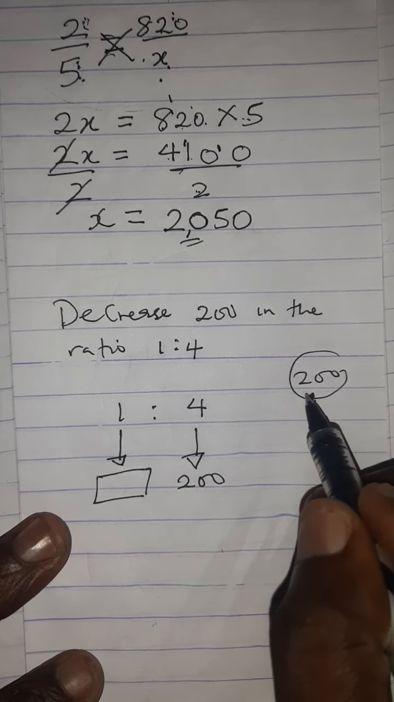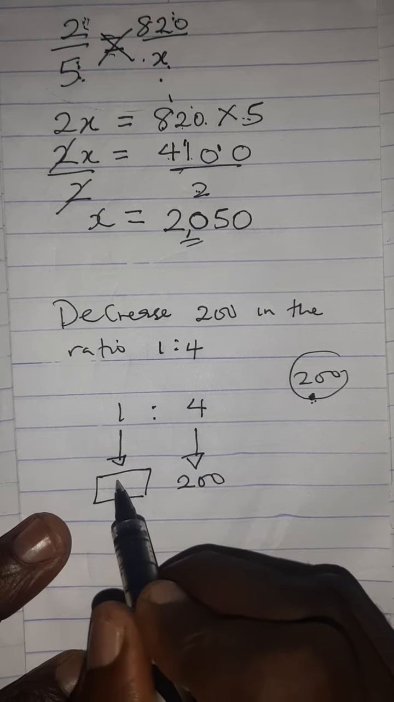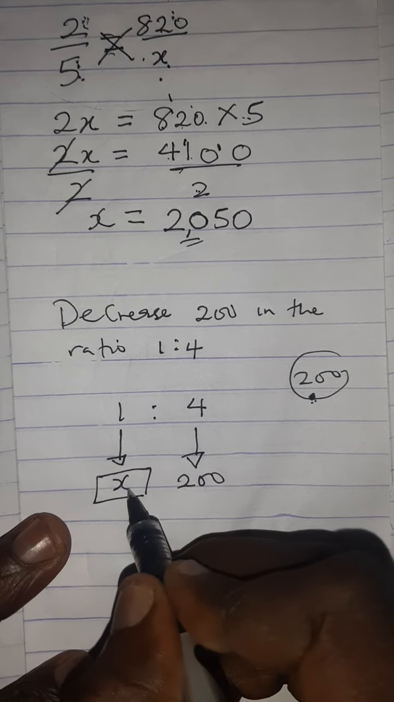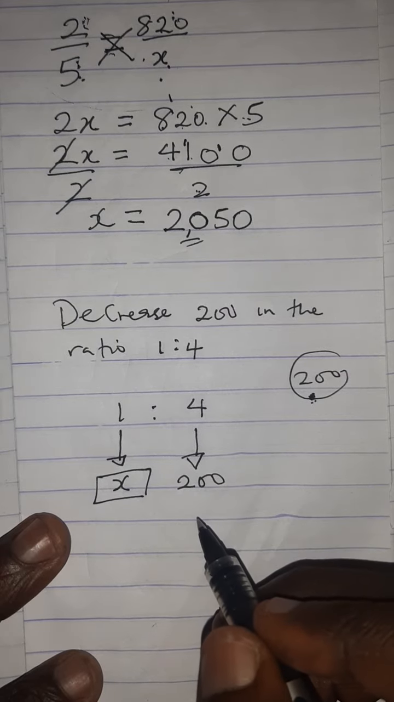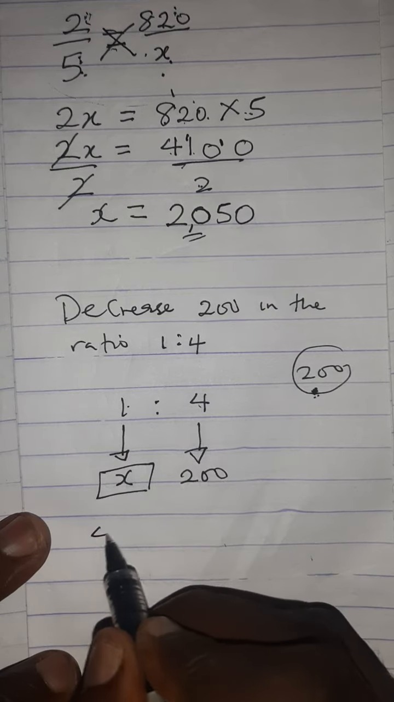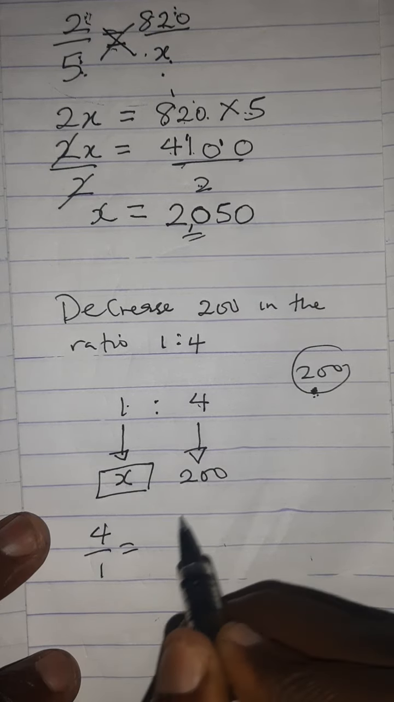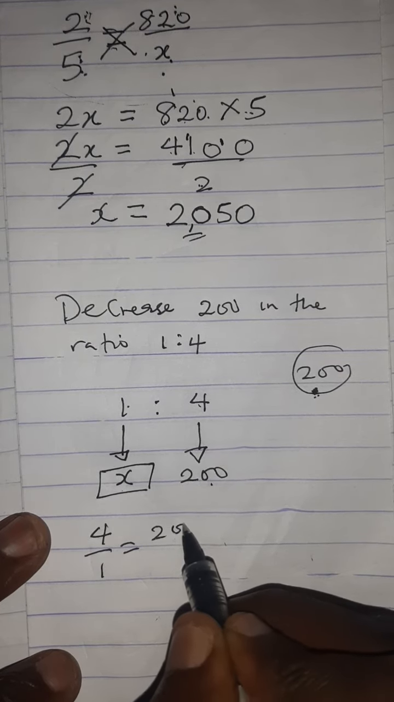After all, they said decrease. So if you decrease, it's going to be smaller and it's going to be placed under this other smaller ratio. So let's fix x here since we don't know it. And of course, we now convert it to equations involving fractions. So I'm going to say 4 over 1 must be equal to 200 over x. See, I'm doing it correspondingly. Equals 200 over x.